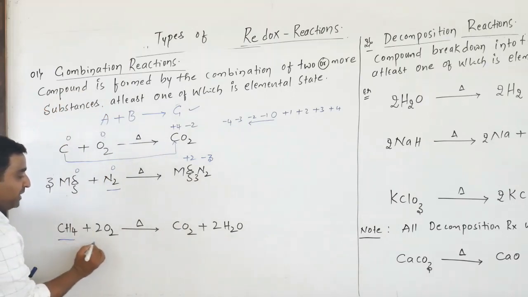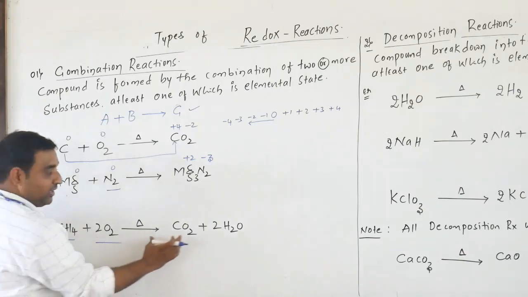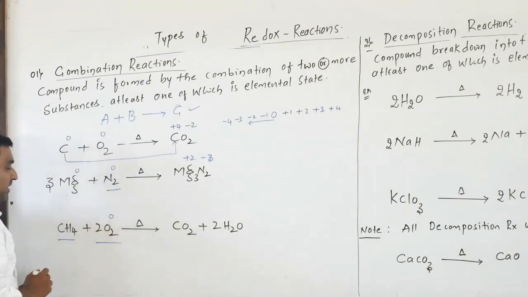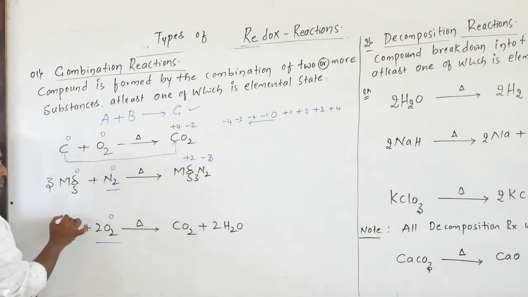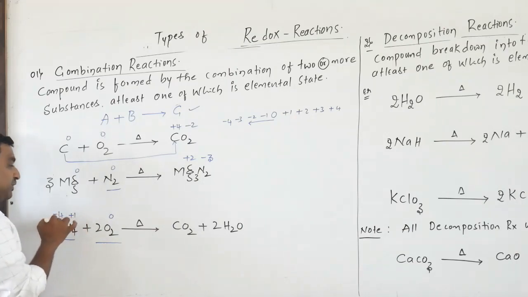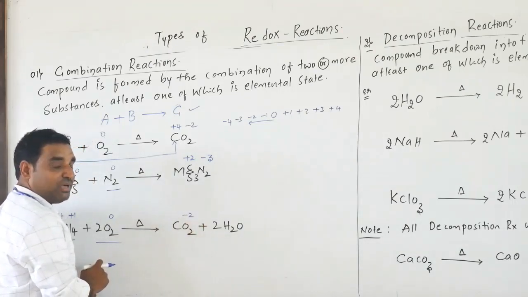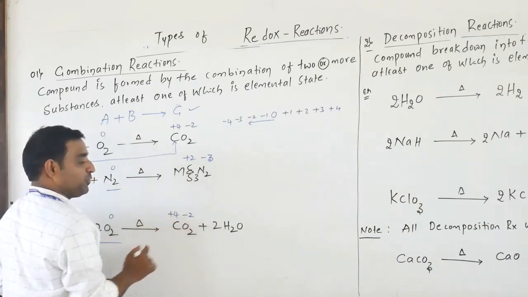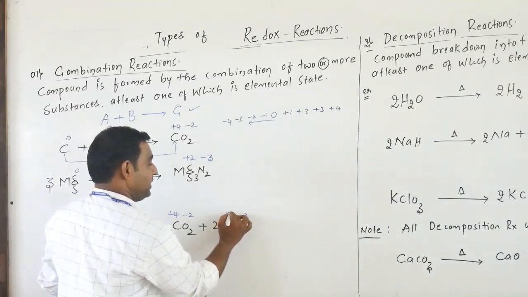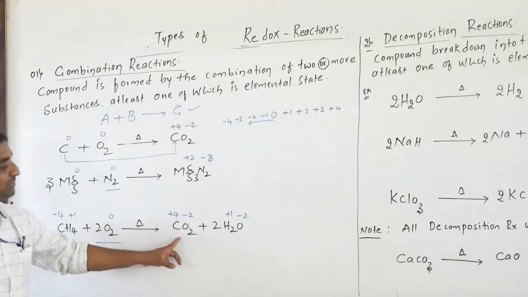Coming to the next point, methane reacts with oxygen. These two combine, and methane with oxygen gives carbon dioxide and H2O. Oxygen is in the 0 oxidation state here. Hydrogen has a +1 charge, four hydrogens give +4, so carbon is -4. Now carbon and oxygen: oxygen is more electronegative, one oxygen has a -2 charge, two oxygens give -4, so carbon is +4. In H2O, oxygen is -2 and hydrogen is +1. So these combine to form carbon dioxide and H2O.